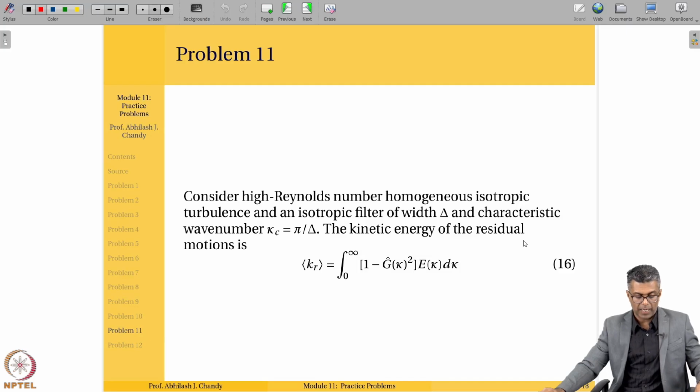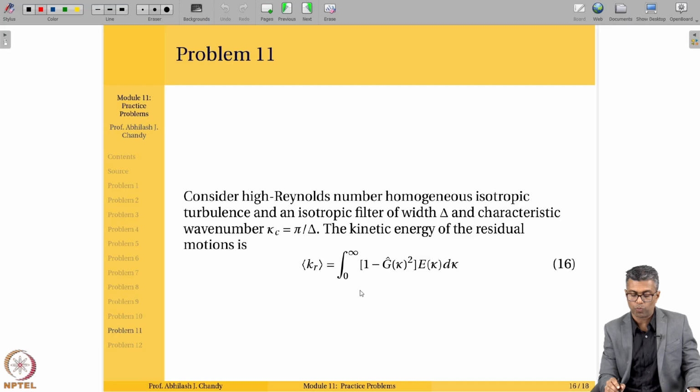Let's look at problem number 11. Consider high Reynolds number homogeneous isotropic turbulence and an isotropic filter of width delta and characteristic wave number kappa c equals pi over delta. The kinetic energy of the residual motions is given by K r average equal to the integral from 0 to infinity of 1 minus g hat of kappa squared times E of kappa d kappa.